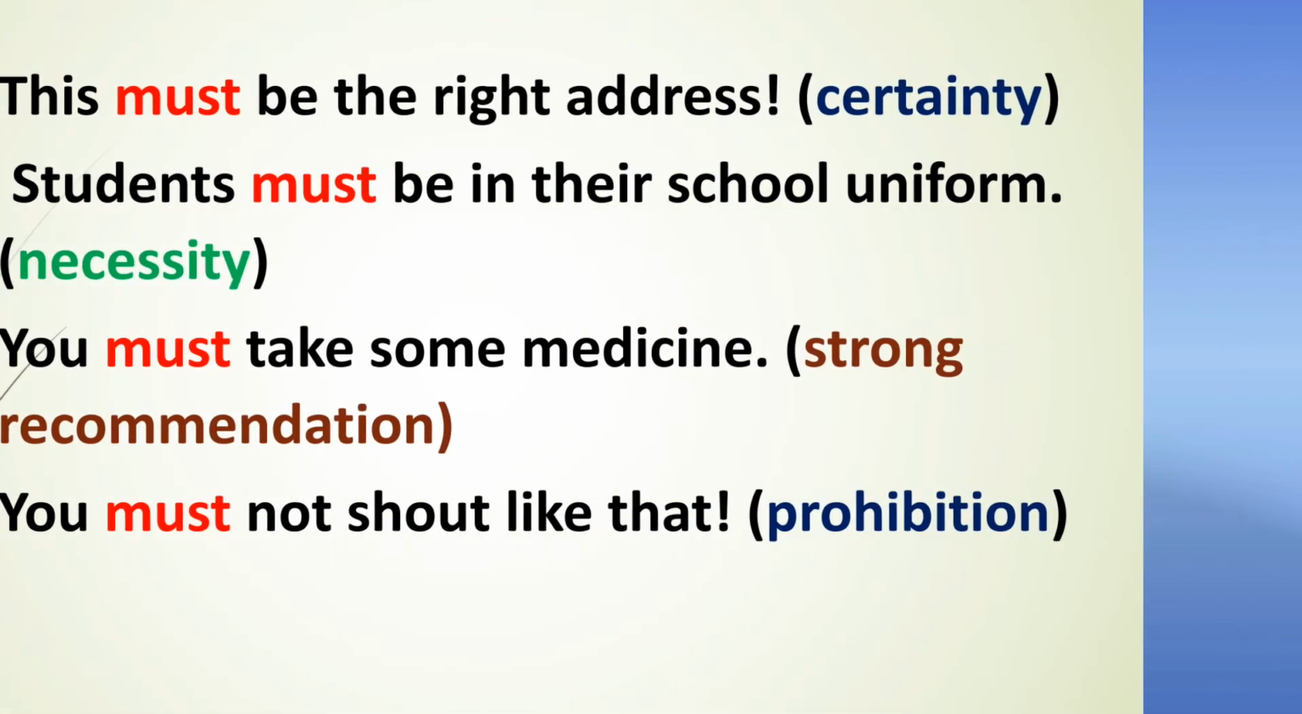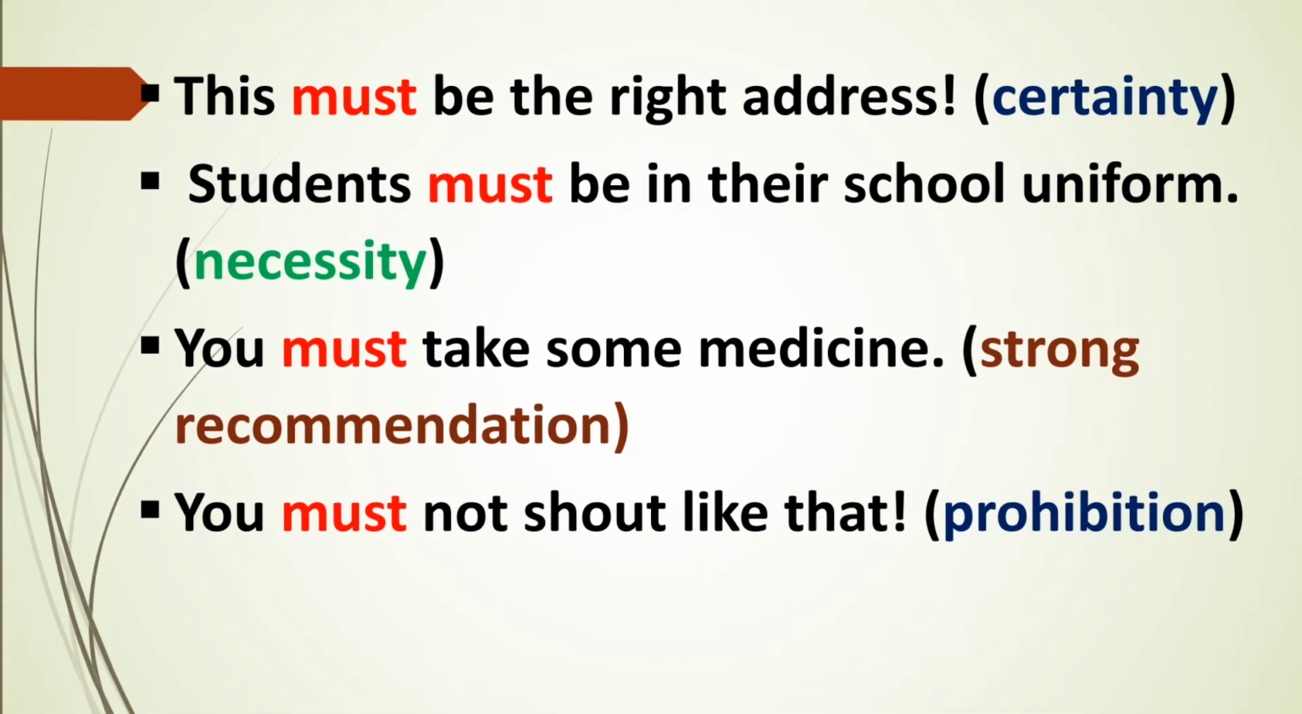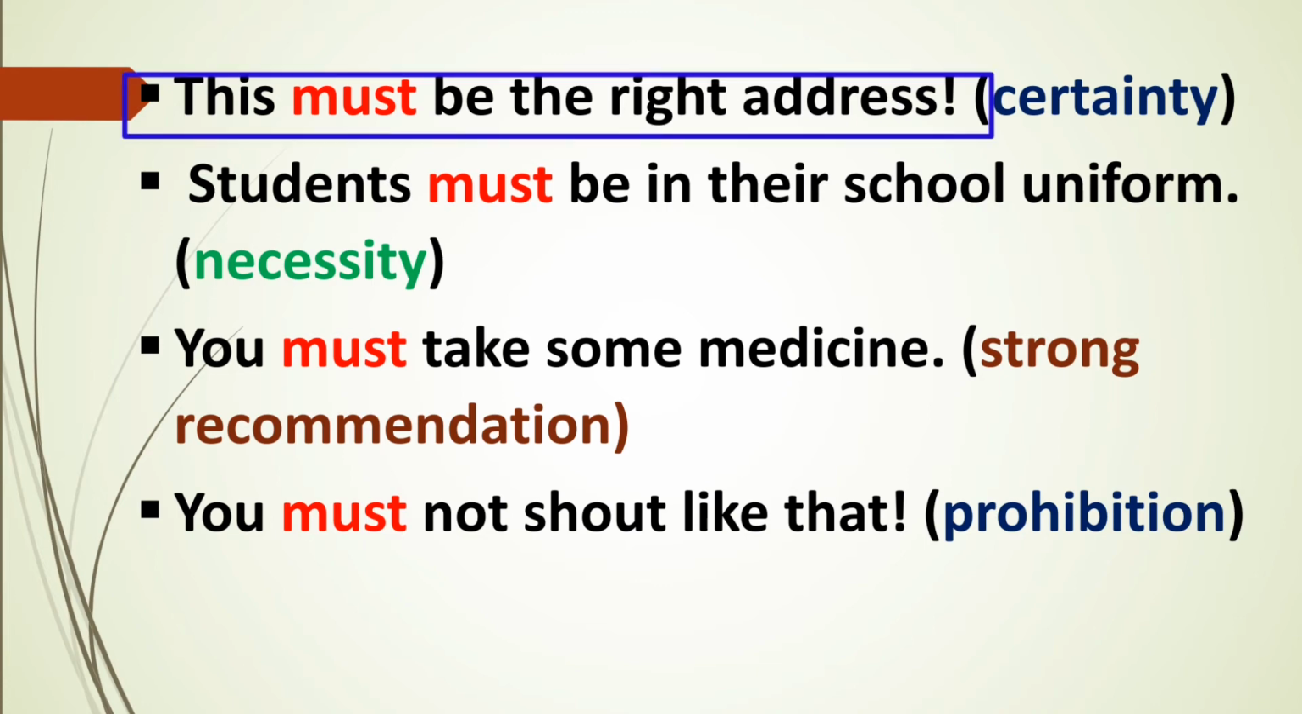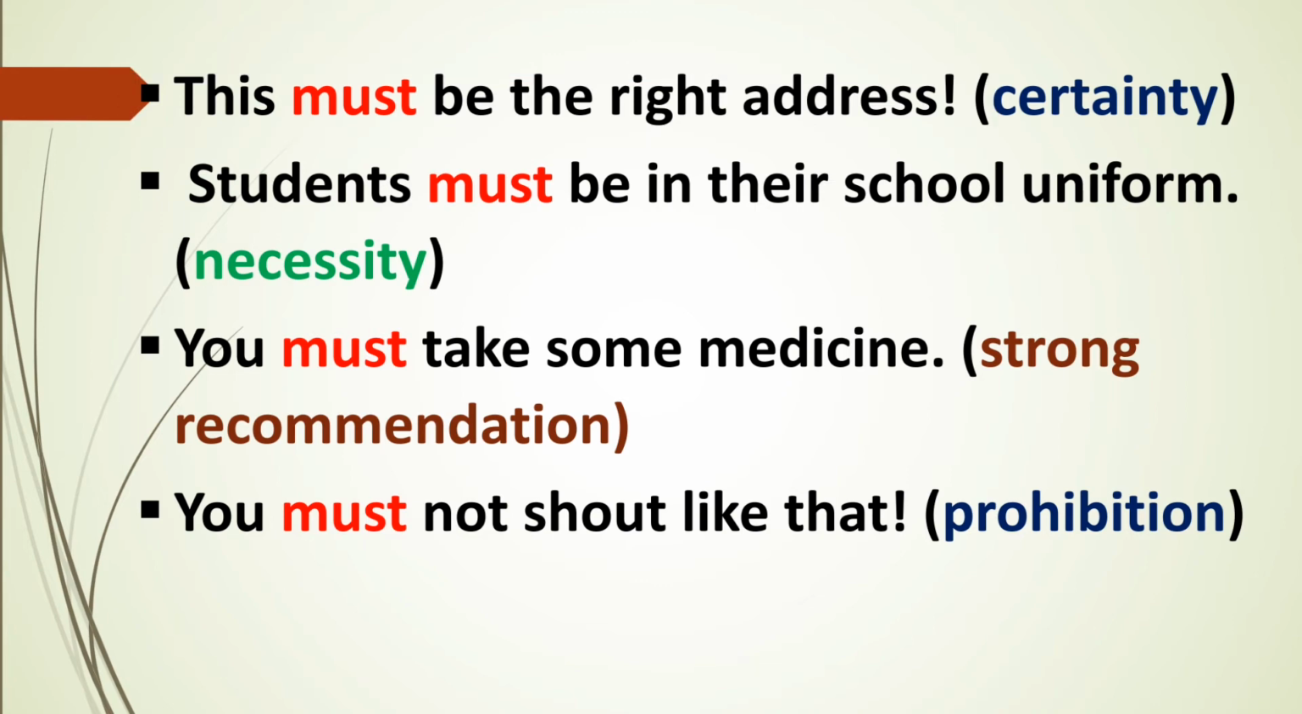Now let me explain the modal must with its functions. You know very well the first function is certainty, the second is necessity, the third is strong recommendation, and the fourth is prohibition. Keep these functions in mind. Let me explain the first example. This must be the right address. There is no doubt about it. The address is the correct one. At that time you can use the words "this must be the right address".